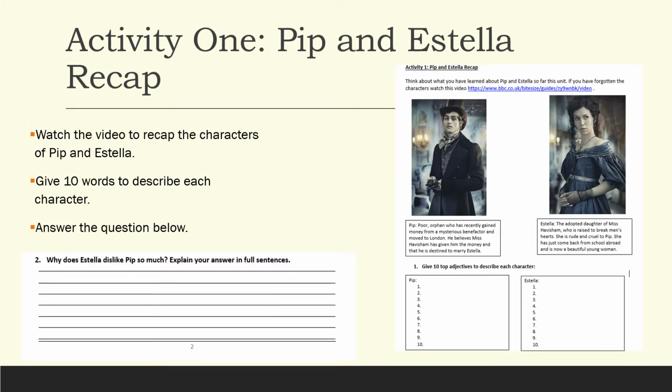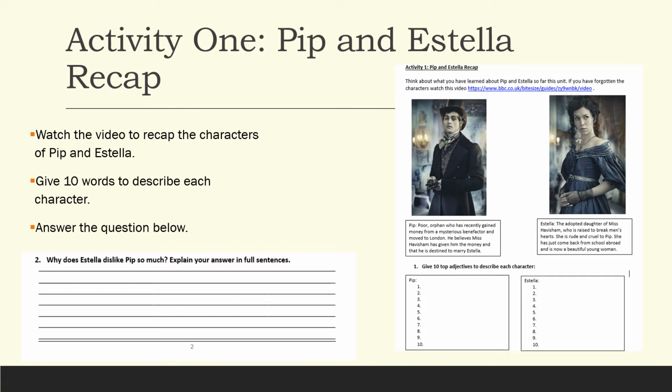For activity 1, we'd like you to recap the characters of Pip and Estella. There is a video link if you need to recap the characters in more detail. Then I would like you to give 10 top adjectives to describe each character. For example, is Pip naive and innocent? Is Estella cruel and conniving and heartless? After you have all your adjectives, I'd like you to answer the question, why does Estella dislike Pip so much?